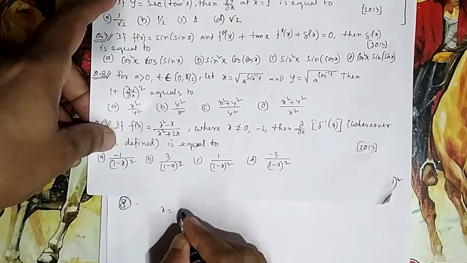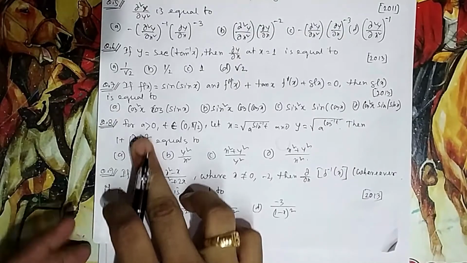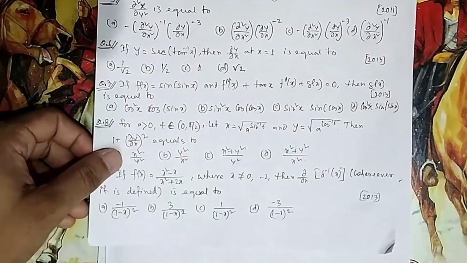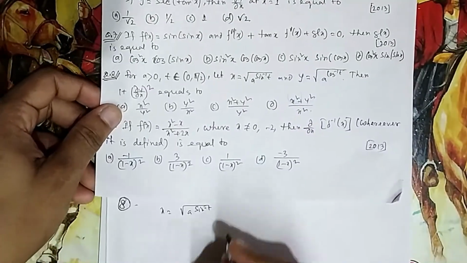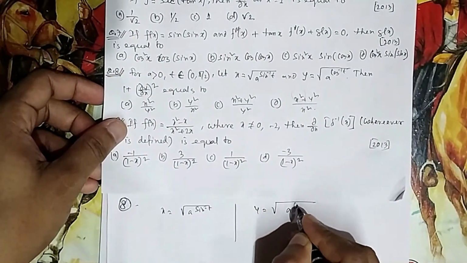So in question number 8, it is asking x is equal to under root a to the power sine inverse t and y is equal to this, then find 1 plus dy dx whole square. So you have to find dy dx, it is parametric form, so you have to find dy dt and dx dt. So you have to write separately x is equal to this and y is equal to under root a to the power cos inverse t.